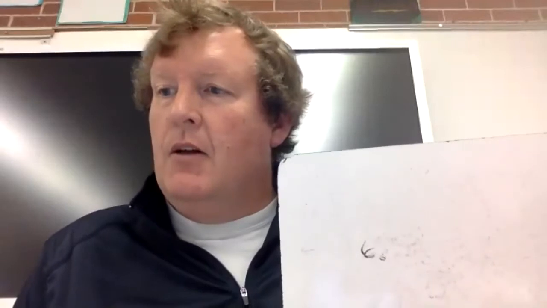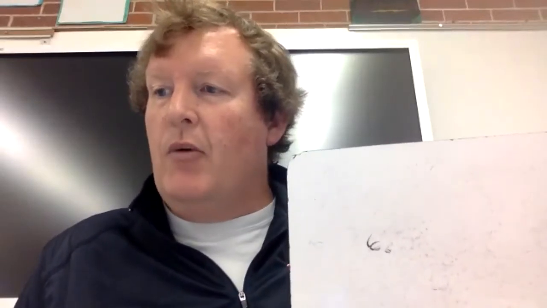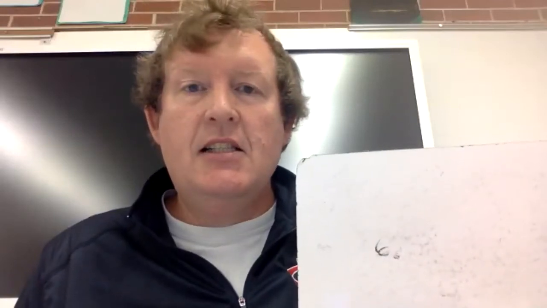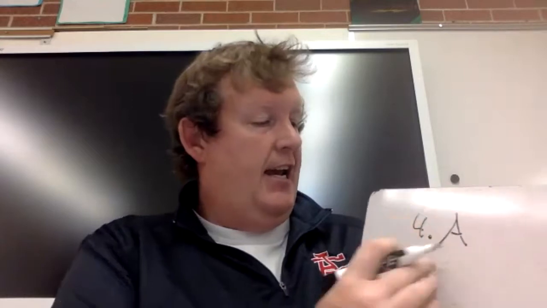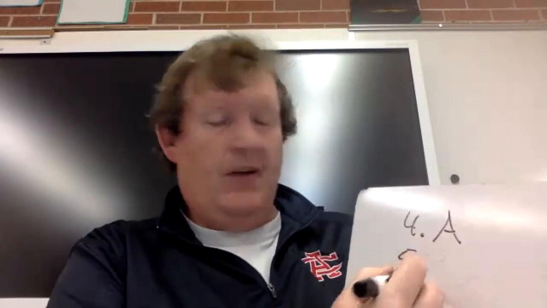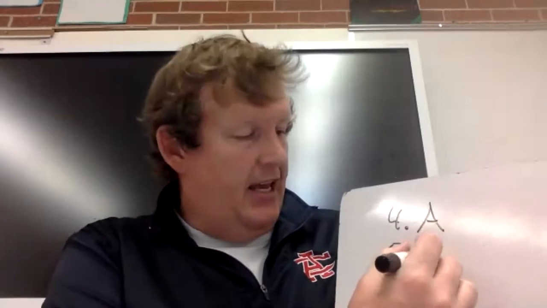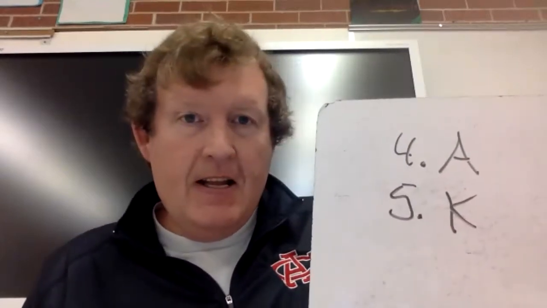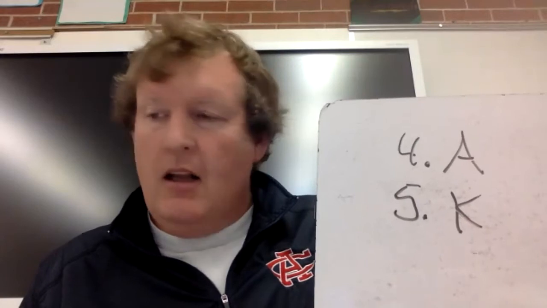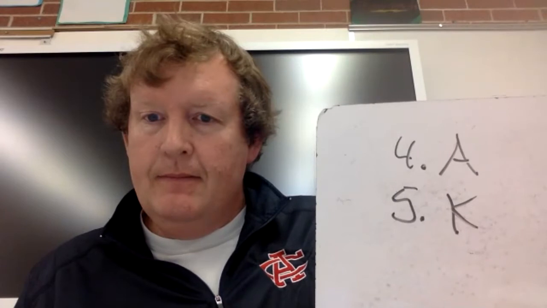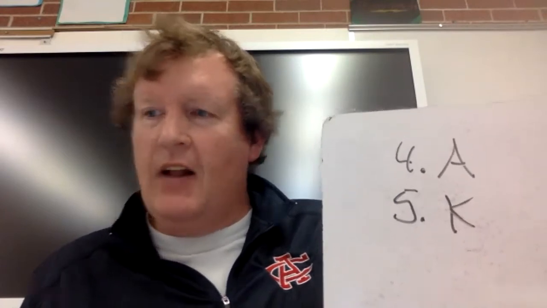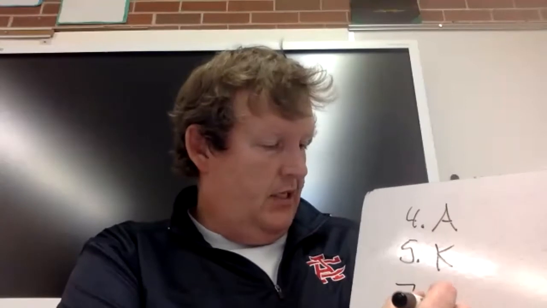Number 7, 38%. As a decimal, that would be 0.38. Is that over there? Okay, Addison says she missed 4 and 5. Number 4 was A. Number 5 was K. So, and we're on 7. And Ethan says 7 is L, and he's right. Number 7 is L.